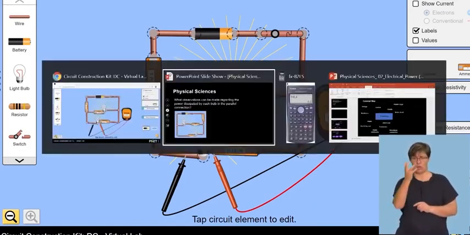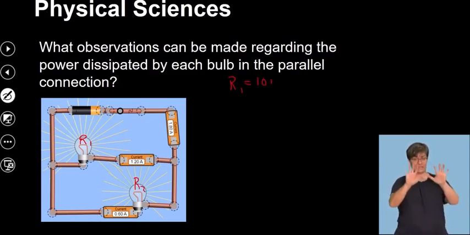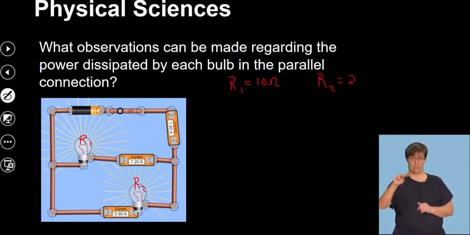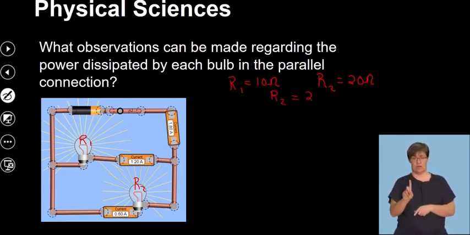Now, if we go back to our slide, let's determine the power dissipated by R1. So this is our R1, and then this is our R2. Remember, R1 is equal to 10 ohms, while R2 is equal to 20 ohms. This is what we meant when we say R1 is half R2 or R2 is double R1. So we are saying that R2 is equal to 2 times R1.